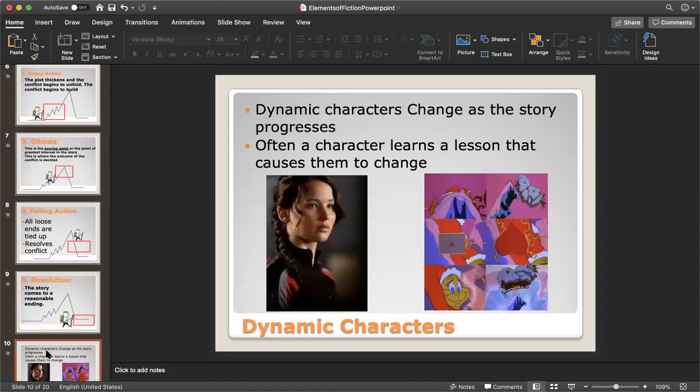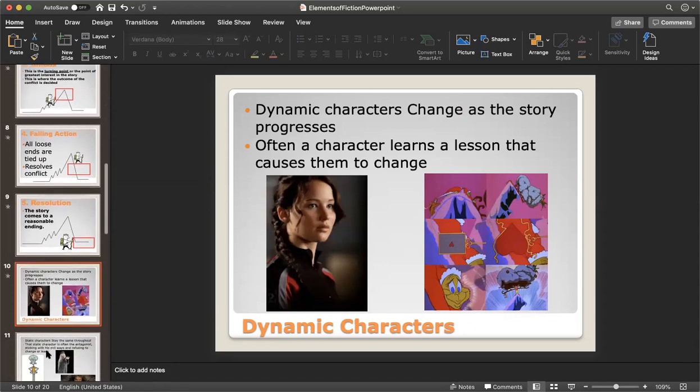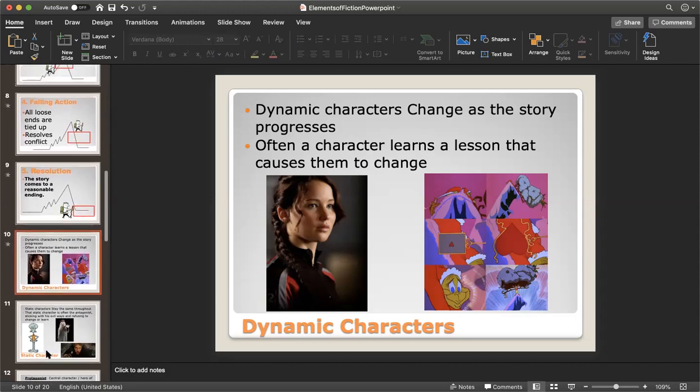I included this because I think it's important. You're not going to be tested on it, but I think it's important to know the types of characters in a story. Dynamic characters are basically characters that change over time. For instance, if you look up right here, the examples I have, one of them on the left is Katniss Everdeen from the Hunger Games.